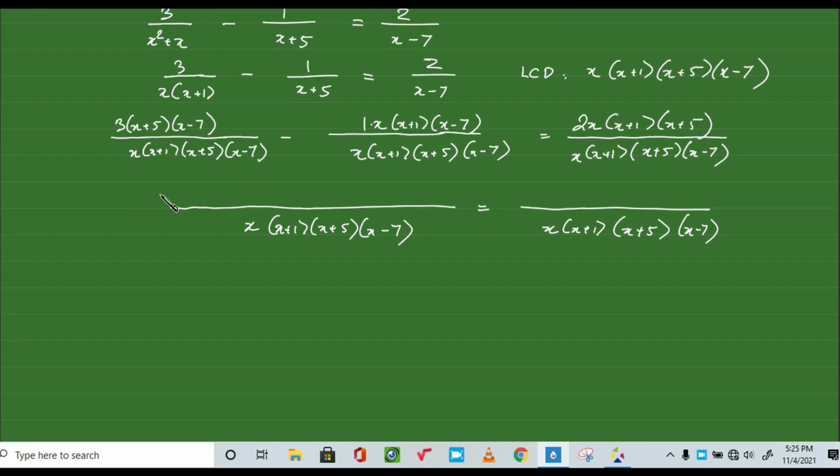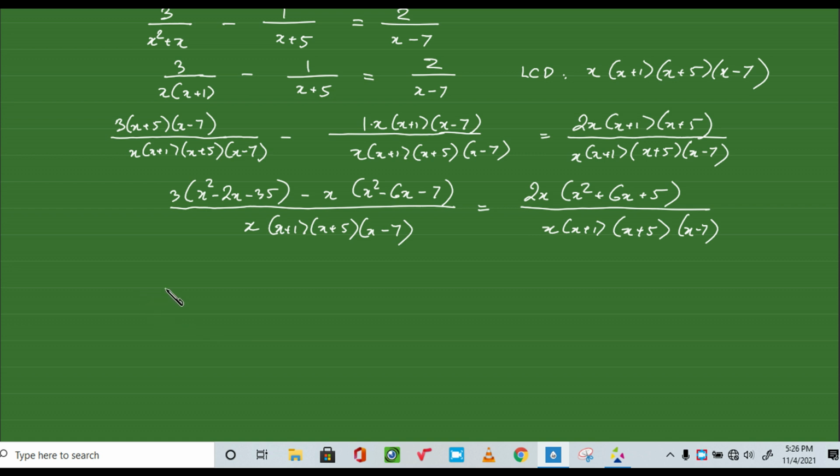Alright, so let's distribute this. I'm going to do it carefully. I'm going to distribute all the x first. So we have x squared minus 2x minus 35. Okay. Alright, minus x, and distribute this, which is x squared minus 6x minus 7. I'm sorry guys, I have a very bad allergy. I have 2x, and over here I have x squared plus 6x plus 5.